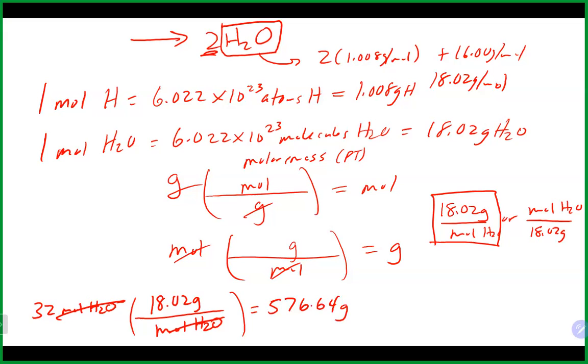576.64 grams. In terms of significant figures, we would actually look at this number here, which is 2. This would be considered an exact number in a calculation, and that would round us to like 580 perhaps, in terms of significant figures if we were to do it like that. And that would be 580 grams of water in this case.